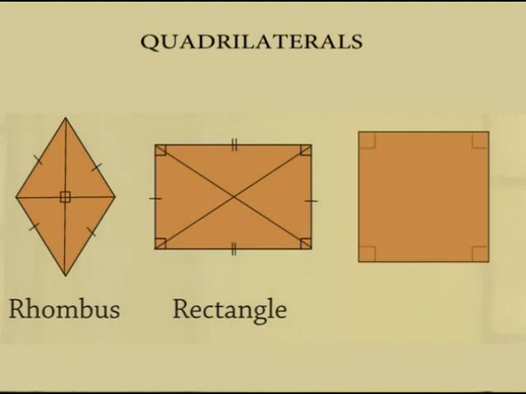A square has all its sides equal in length. Each pair of its sides meet at right angles. A square has two equal diagonals that meet at right angles.